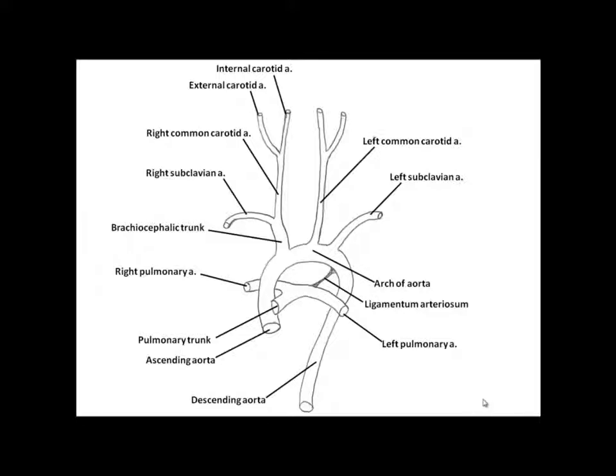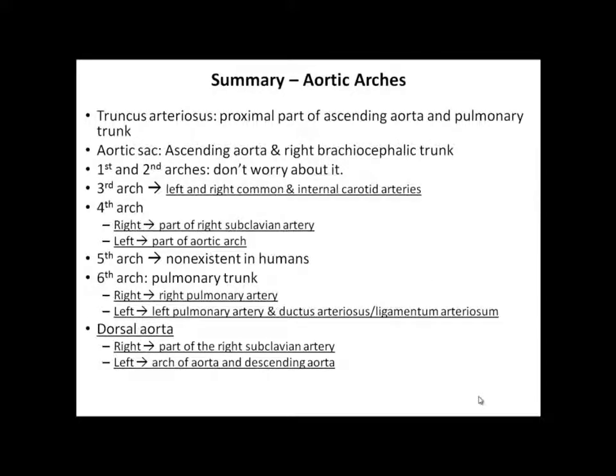So going from one state of affairs to this convoluted and fairly complex system takes several steps, and we're going to illustrate that as easily as we can. The final product goes like this. Quick summary of what we're going to be seeing is that truncus arteriosus, the outflow tract, will form part of the proximal aorta, ascending aorta, as well as the pulmonary trunk, both of the major outflow vessels. The aortic sac, likewise, will become part of the ascending aorta and also part of the right brachiocephalic trunk, going to the right limb and the right head.